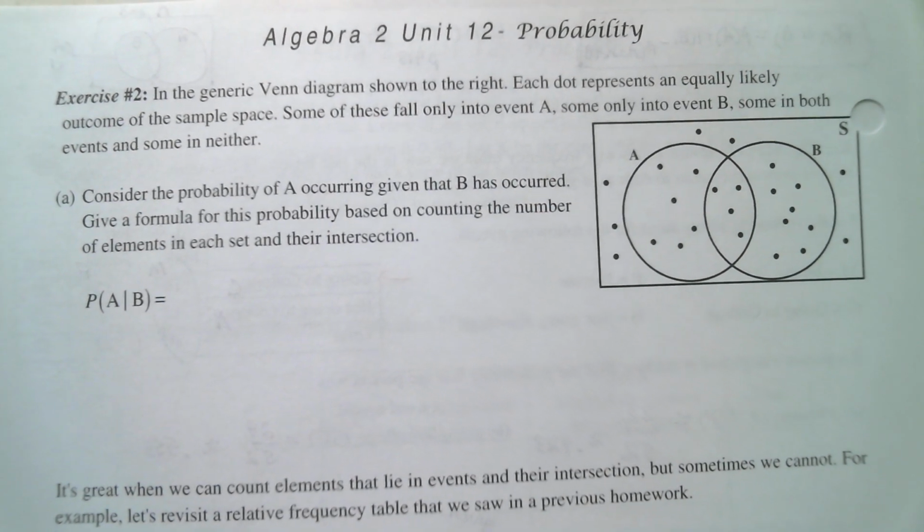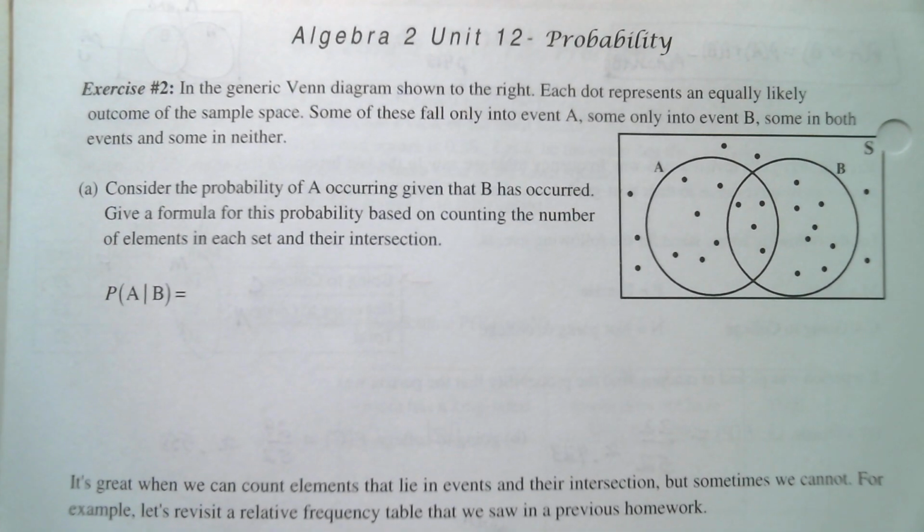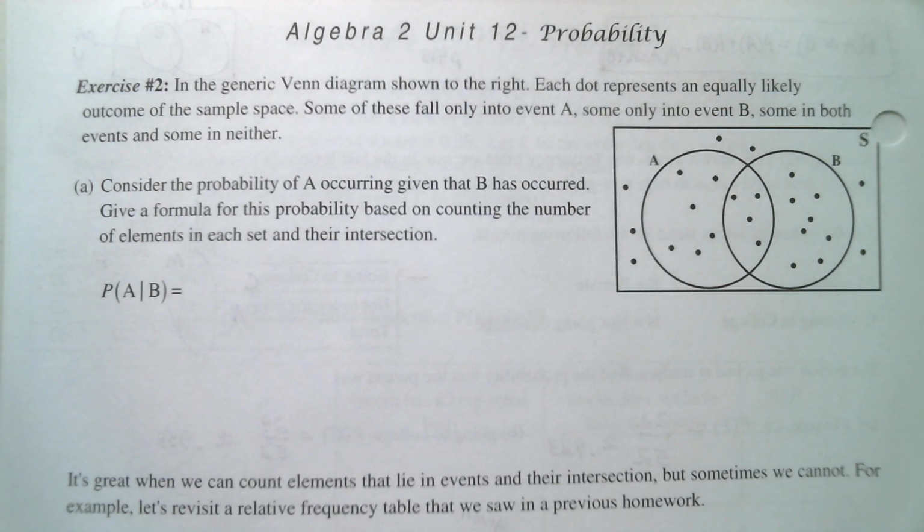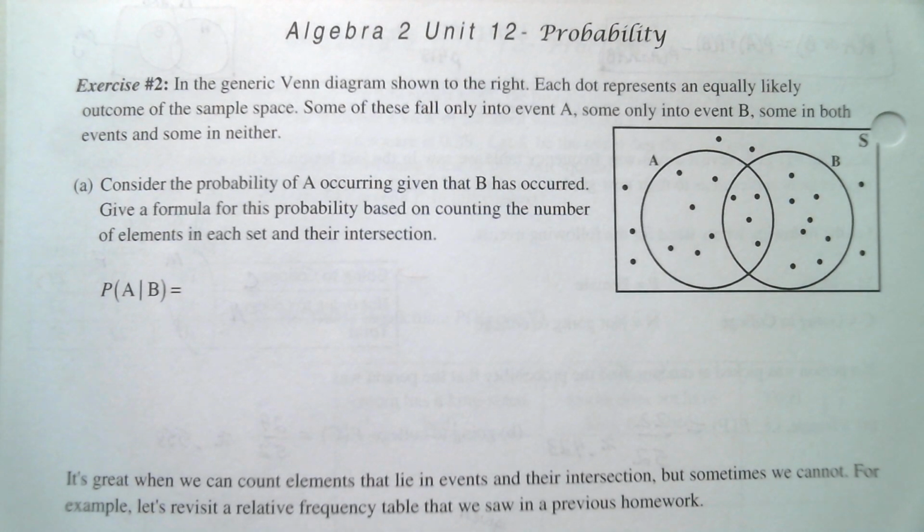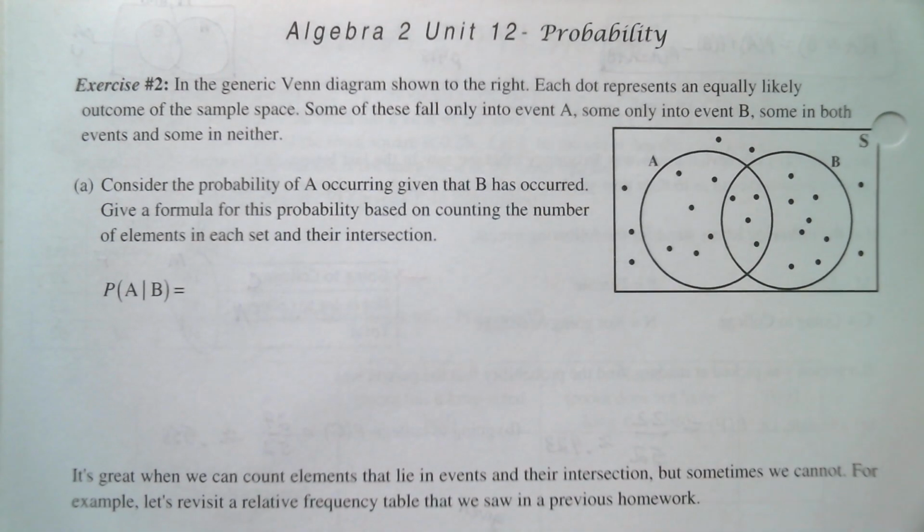Exercise number 2. In the generic Venn diagram shown to the right, each dot represents an equally likely outcome of the sample space. Some of these fall only into event A, some only into event B, some in both events, and some in neither. Consider the probability of A occurring given that B has occurred. Give a formula for this probability based on counting the number of elements in each set and their intersection.